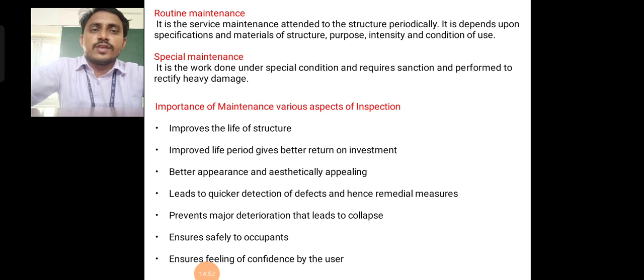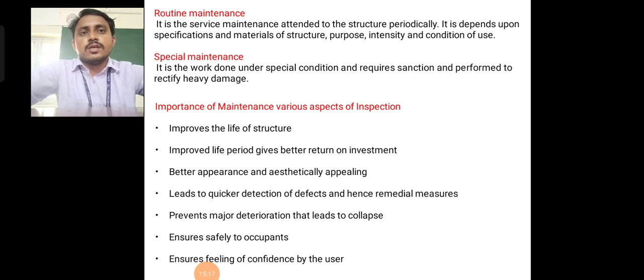That is in preventive maintenance, which will be discussed. Maintenance also ensures safety to the occupants by following all the rules, all the recommendations and strength categories. So whenever everything is good, it ensures safety to the occupants, and also ensures a feeling of confidence among the users.